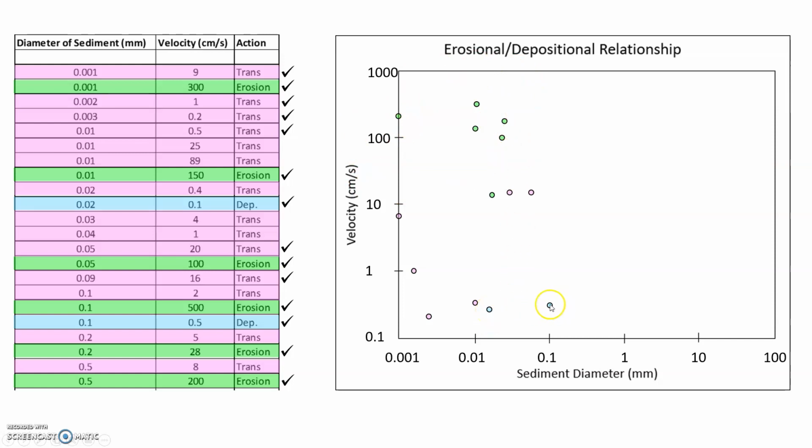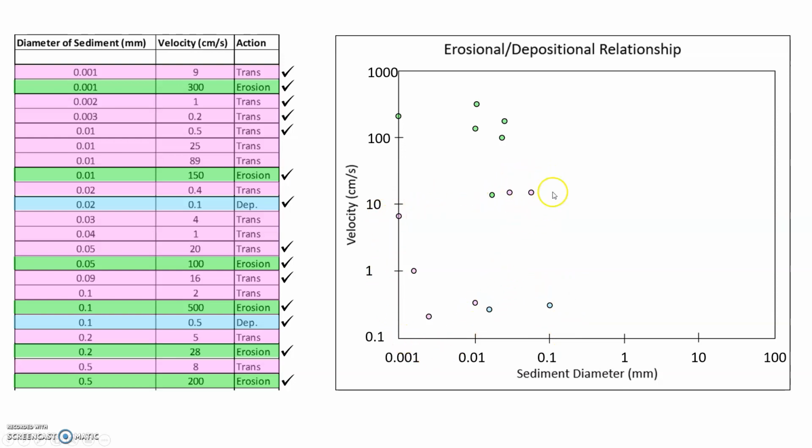And then if we look down here, this should make sense too. So these blue dots, they might be a little hard to tell from the green, but notice that these blue dots are taking place at low velocities, 0.5 and 0.1. Well, that should make sense too, because we also saw that in rivers, if you have low velocity, those sediments tend to be deposited.